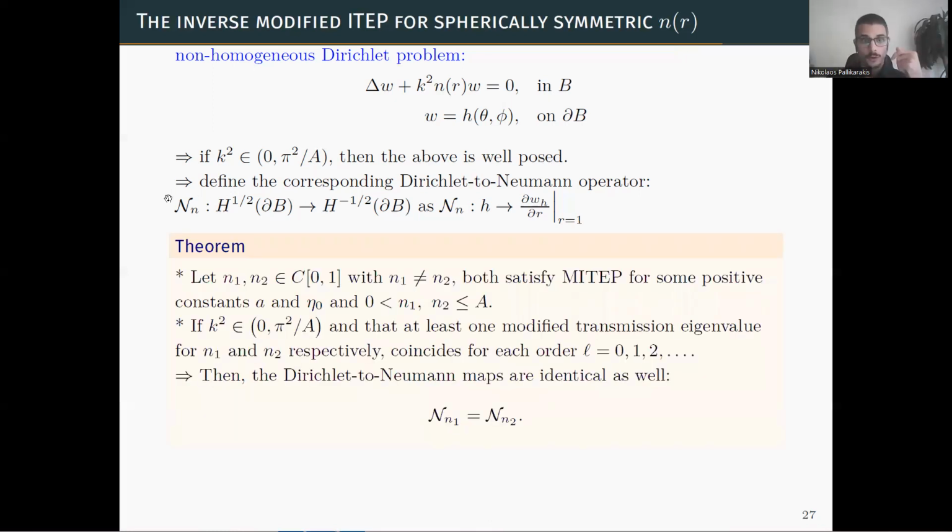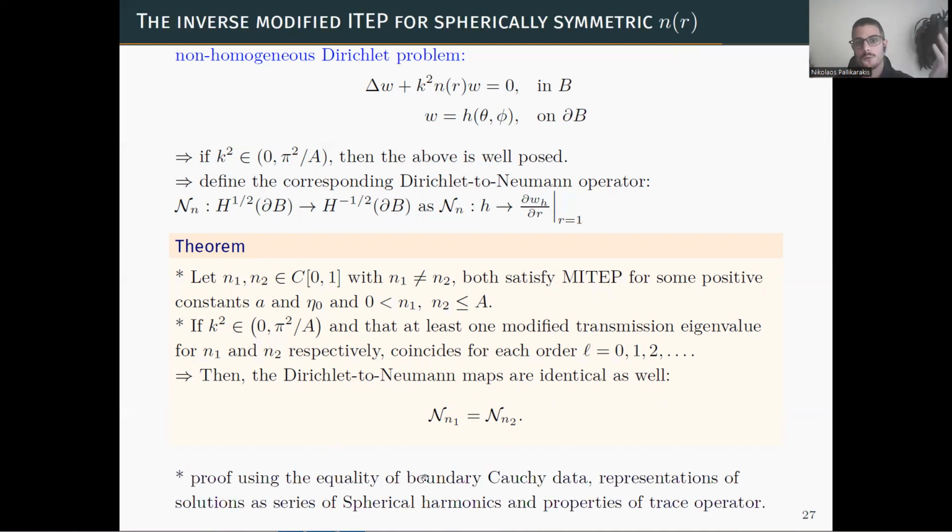Given this, we concluded this interesting theorem: if we have two distinct continuous refractive indices, both satisfying this modified problem for some positive constants, and both are lower than this predetermined constant A, which can be as large as we want. There's no restriction on its order. And also, if the wave number is small enough, in this interval, so it's not a Dirichlet eigenvalue for either of these problems, and at least one modified transmission eigenvalue coincides for each order, which is the assumption of the uniqueness theorem for the Cauchy data that I said before, then the corresponding Dirichlet-Neumann maps are identical.